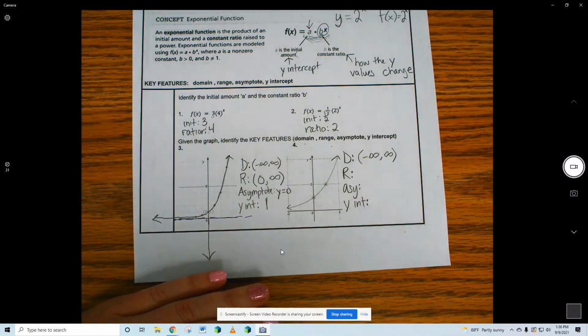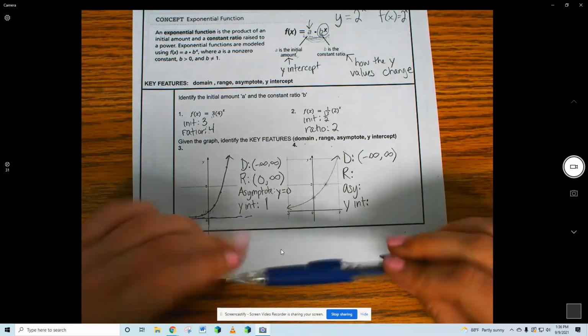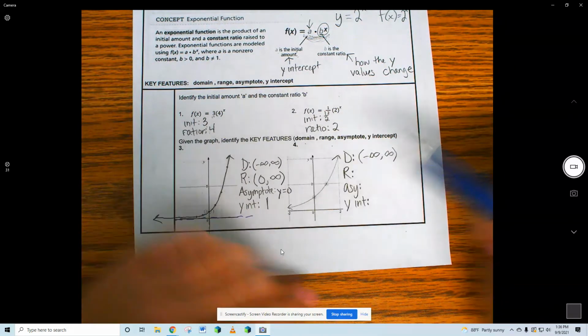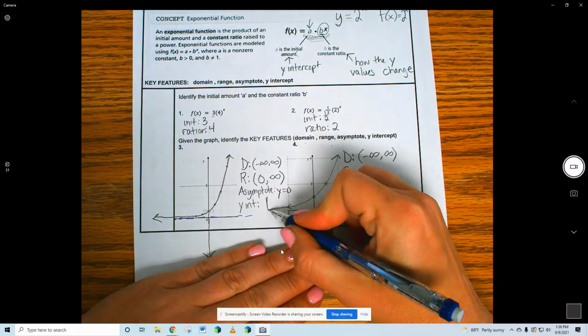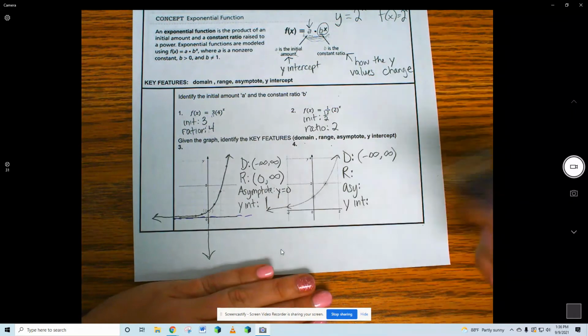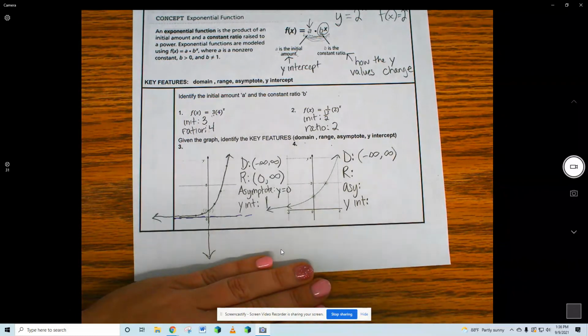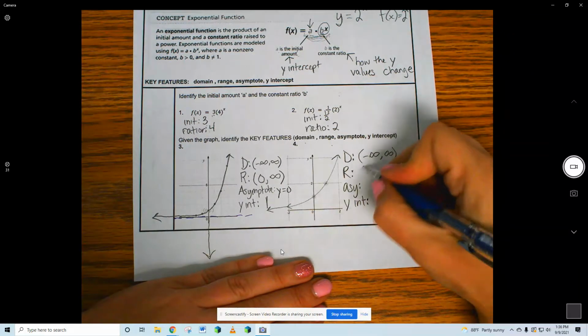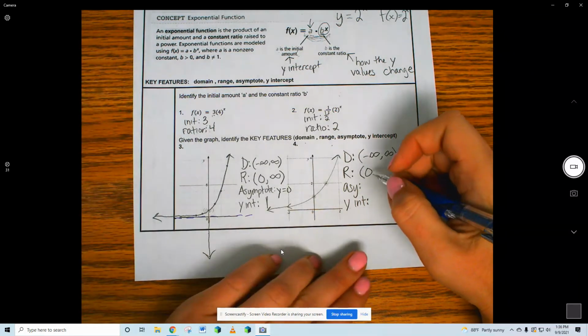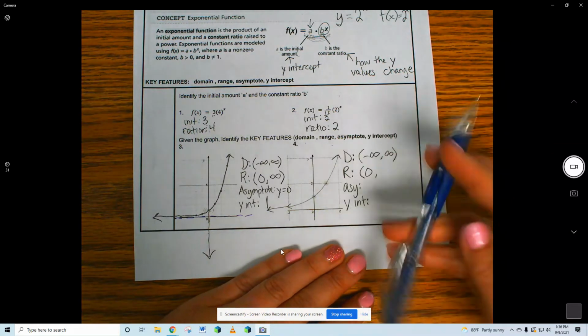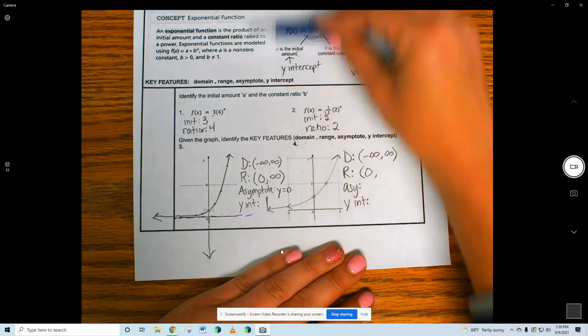Range, low to high. It's not in the negatives. Okay, take a break. Thank you for helping. It's never going to touch 0, but it gets so, so close. So that's why it's a parentheses 0. If it touched 0, I'd do bracket 0, comma, and it goes up, up, up, infinity.